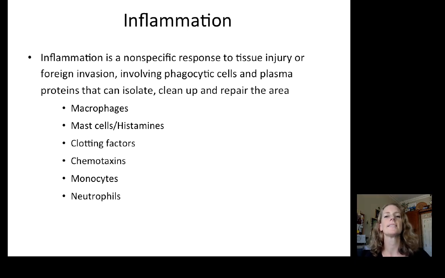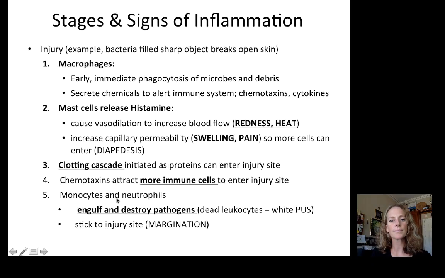So those are external defenses: skin, mucous membranes. We have other innate or non-specific defenses that will just generally provide protection against bacterial growth. Inflammation is a non-specific response to tissue injury or foreign invasion. It involves phagocytic cells and plasma proteins that can isolate, clean up, and repair the area of injury. The important components of inflammation are macrophages and mast cells, clotting factors, chemotaxin molecules, monocytes, and neutrophils.